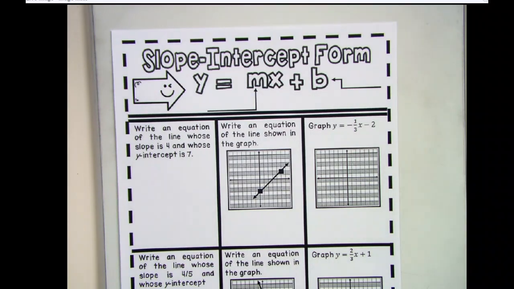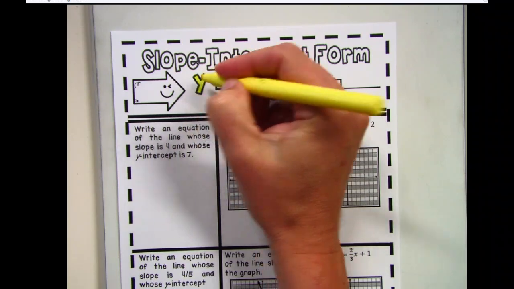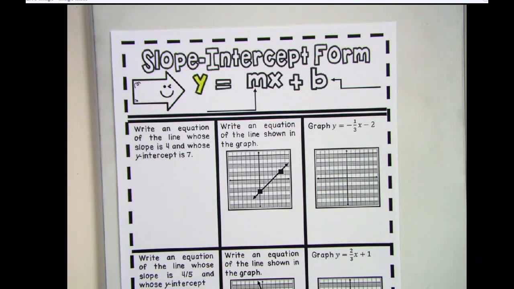Guys, remember slope-intercept form? Okay, so it's in there, but I don't need to start from scratch. We're just going to review and bring it back. In slope-intercept form, the y does need to be alone. If the y isn't alone on one side of the equation, it's not in slope-intercept form.